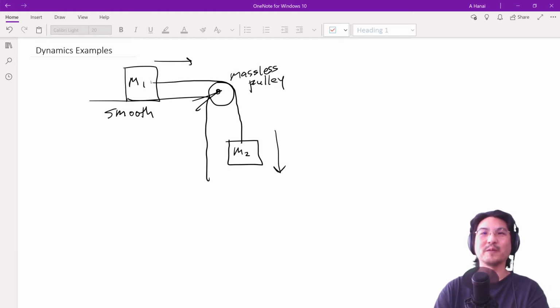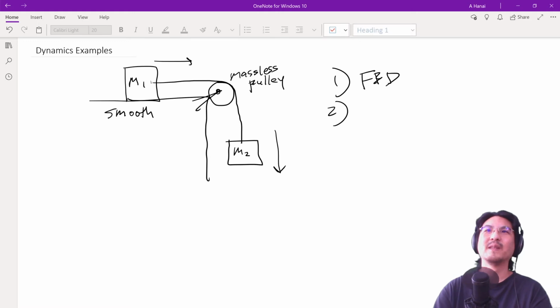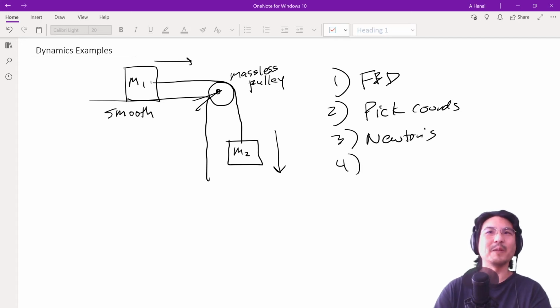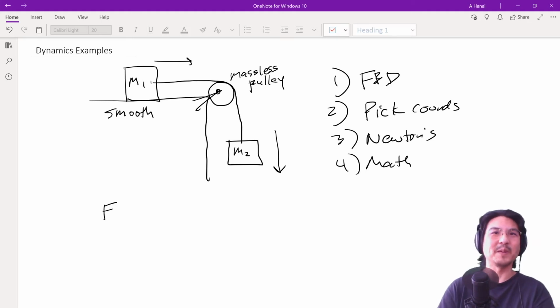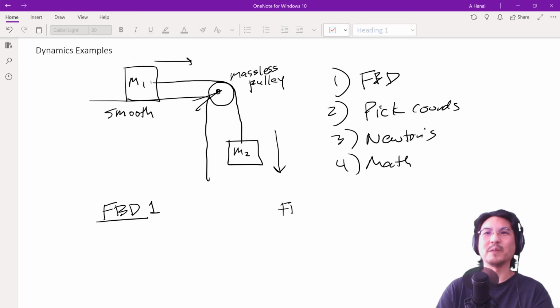Let's draw the free body diagrams. So let's do the steps. Steps: draw the free body diagram. Pick coordinates. Then we'll write Newton's second law. And then we'll solve the math. So step 1, free body diagram. Free body diagram of block 1. Free body diagram of block 2.